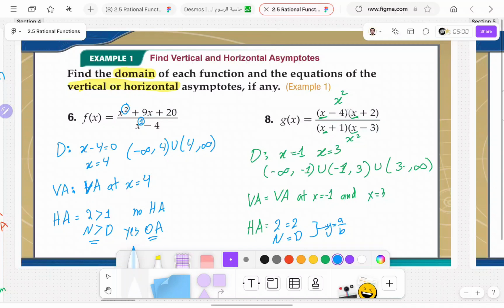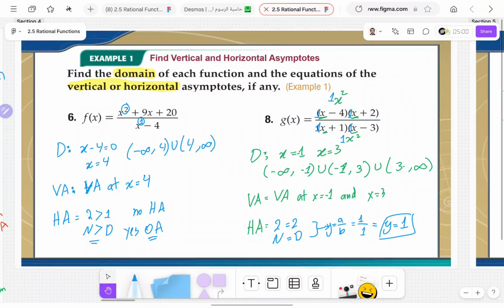And what is the number in front of each x? It's 1, 1. So we have to write 1 here. And here also is 1 and here also is 1. So it's also 1. So 1 over 1. So we can just justify the horizontal asymptote is y equals 1. Okay? I hope you understand this.